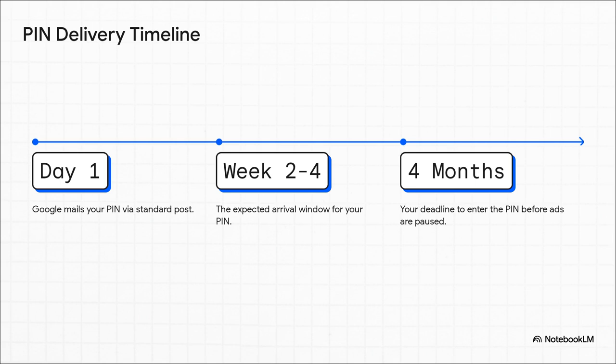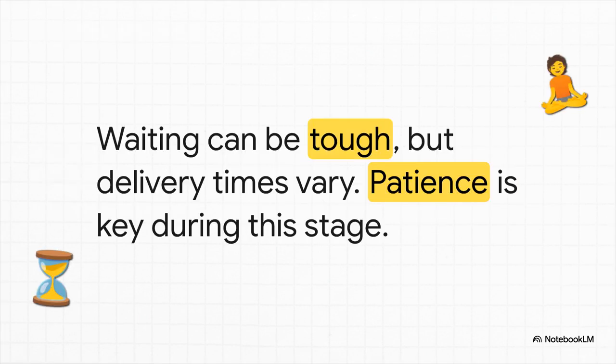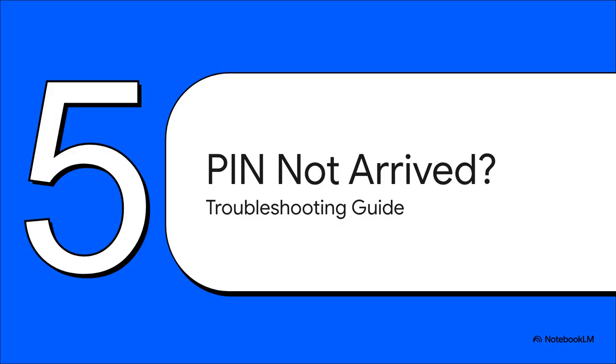Now, the most important date to keep in mind is this. You have 4 months from the date the first PIN was sent to enter it. If you don't, Google will pause ads on your channels. And look, we get it. Waiting for something this important can be pretty frustrating. But just know that it is totally normal for this to take a few weeks. So try to relax, keep an eye on your mail, and just know that every single creator goes through this exact same process. But what if you've been patient? What if weeks have passed and your mailbox is still empty? Don't stress. There is a clear plan for what to do next.